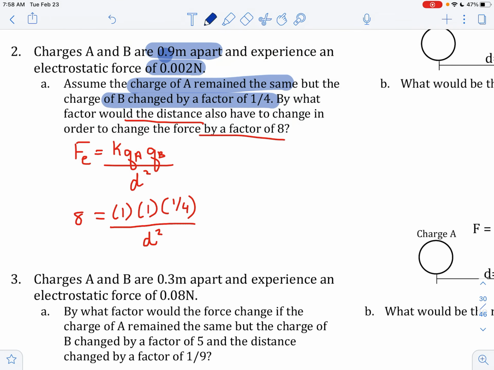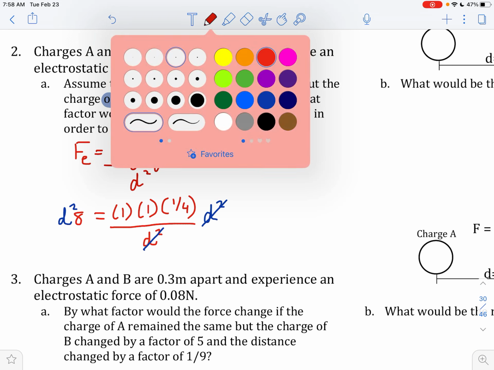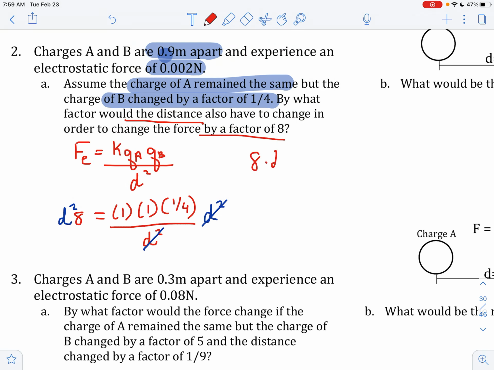A lot of times what students do is they kind of forget what they're doing here. And the easiest way to do this is literally just to solve it for D squared. So I'm going to multiply both sides by D squared. And then I'm going to have 8 times D squared is equal to 1 times 1 times 1/4. That's just 1/4. And now I still need to work out solving for D squared, so I still have to divide by 8. So I'm going to have D squared equals 1/4 divided by 8, which is the same thing as multiplying by the reciprocal, so 1/4 times 1/8.